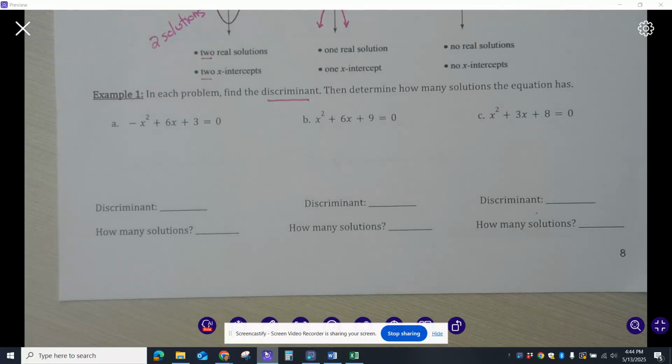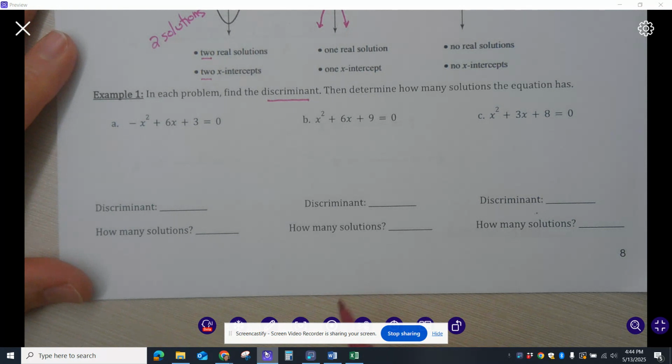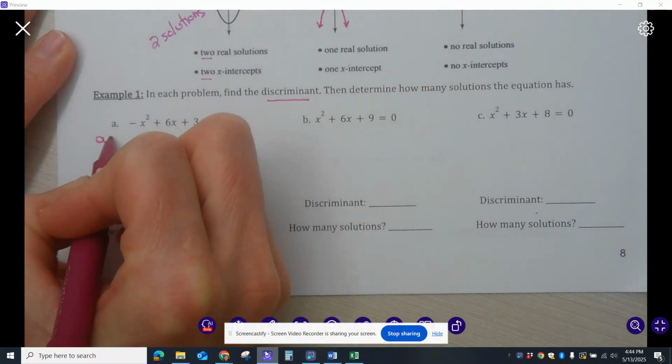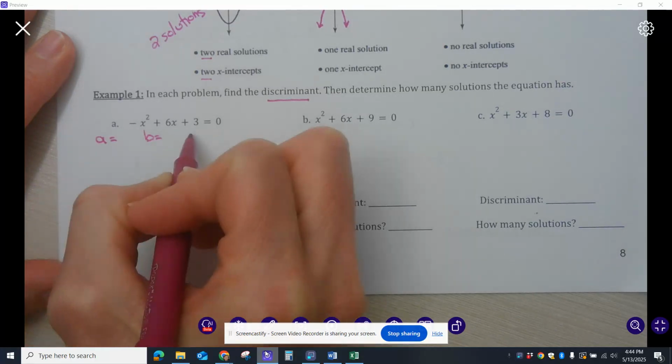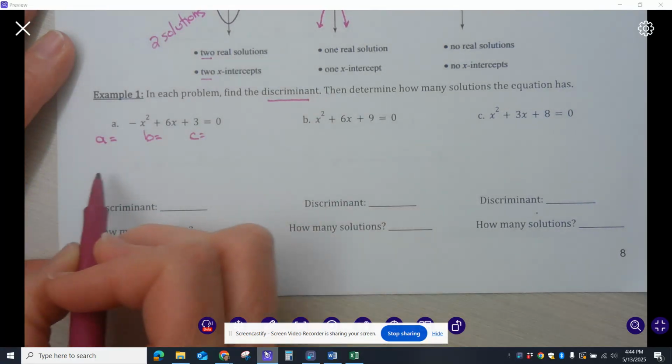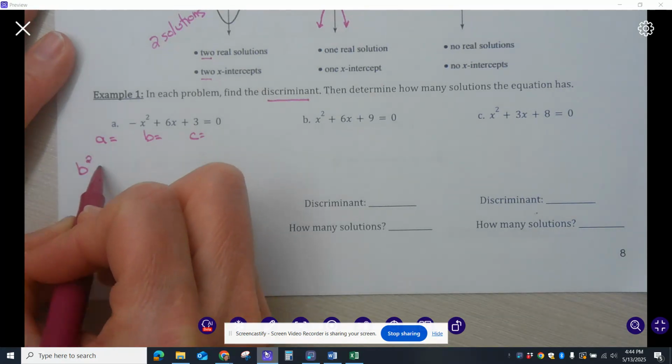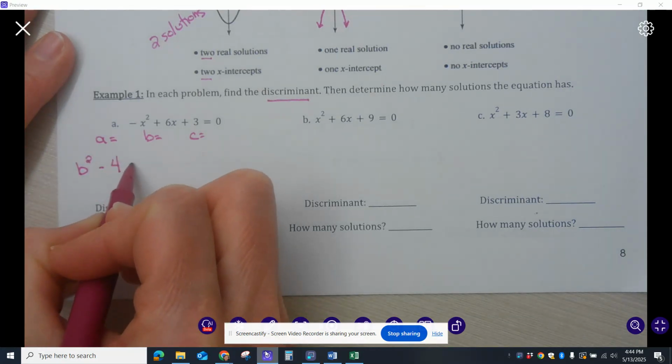Now, the first step in these is we got to remember how we find that discriminant. I want you to leave a little space right here because we're going to first find our A, B, and C, but I'm going to go back to that. I want to write the equation for the discriminant. So it's B squared minus 4AC.